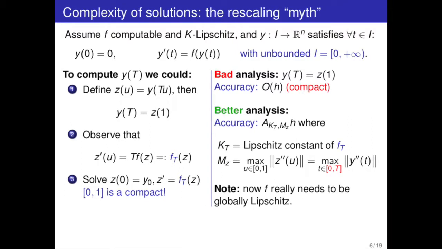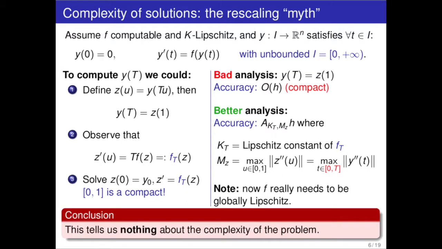And on top of that, if you're solving over an unbounded domain, then you really need to know that f is globally Lipschitz, otherwise this whole thing just doesn't make sense. So what I wanted to say with this is that those methods, they might be practical, but they tell us nothing about the actual complexity of the problem, despite what the theorem says. It tells nothing really about it.